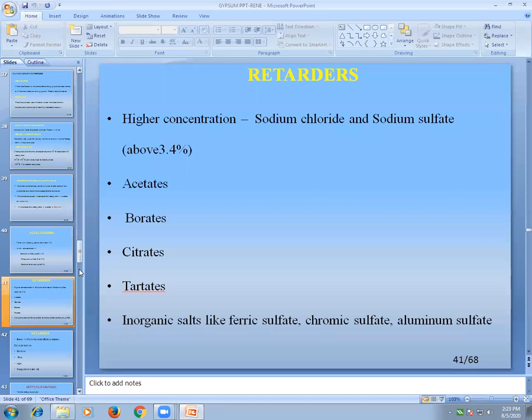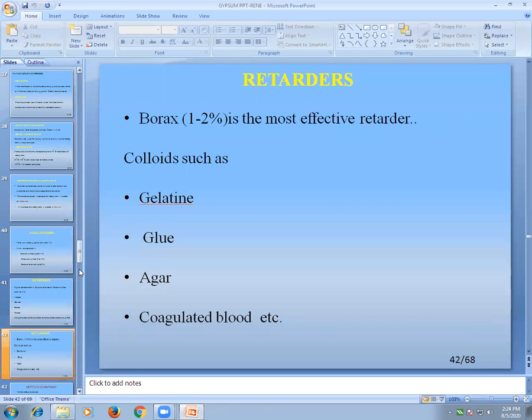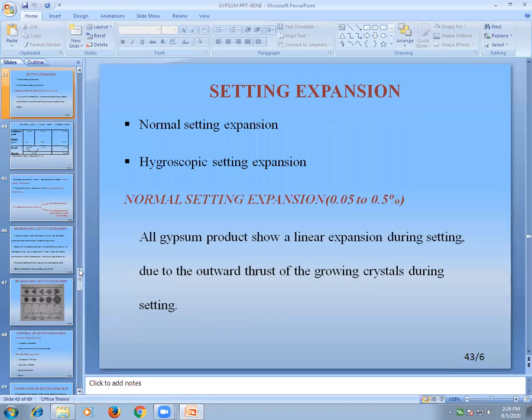Again, sodium sulfate above 3.4% acts as a retarder. Acetates, borates, citrates, tartrates, and inorganic salts like ferric sulfate, chromic sulfate, and aluminium sulfate. Then in retarders, again borax, 1 to 2%, is the most effective retarder. Colloids such as gelatin, glue, agar, coagulated blood, etc. act as a retarder. Then setting expansion.